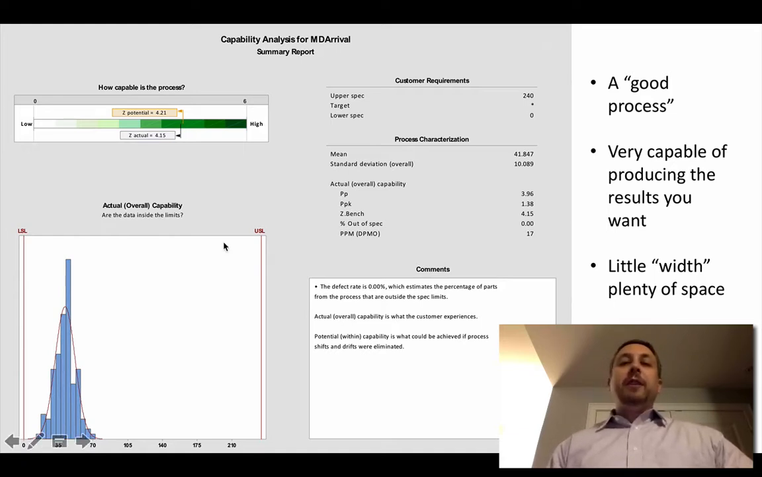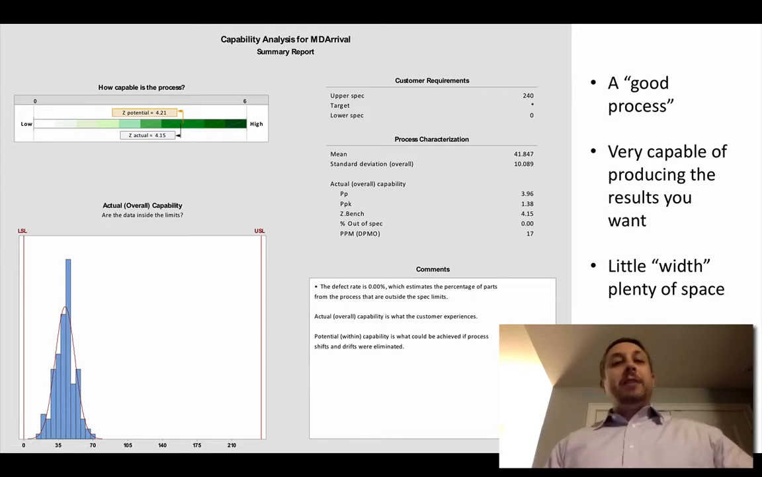Here, let's focus on this as a good process. It's good because the dispersion, the width, the range of values is very narrow compared to the amount of space between the lower and upper spec limit. This is a very capable process of producing the results you want. Again, there's little width and plenty of space. And it's very low risk for a patient to have more than 240 minutes, the upper spec limit in this case, elapse before they get where they're going.